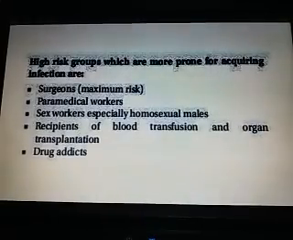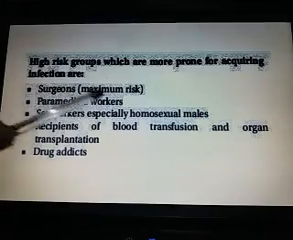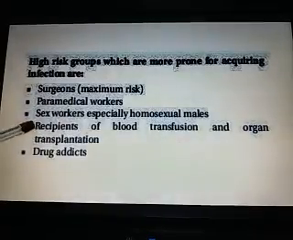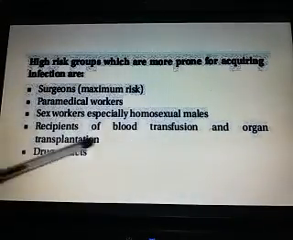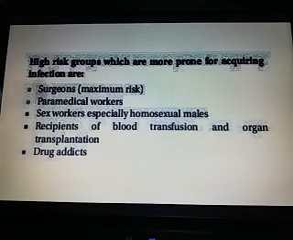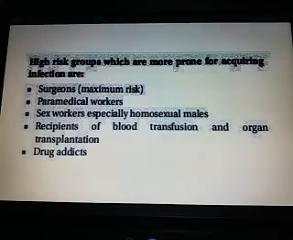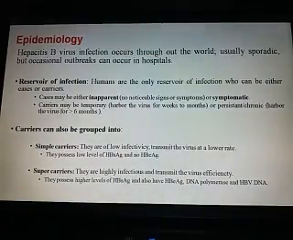Now, high risk groups: surgeons, maximum risk, paramedical workers, sex workers, especially homosexual males, recipients of blood transfusion and organ transplantation, and drug addicts. These groups are at maximum high risk of infection. Epidemiology: hepatitis B virus infection occurs throughout the world, usually as sporadic cases, but occasionally outbreaks also occur in some hospitals. Reservoir: human is the only reservoir.